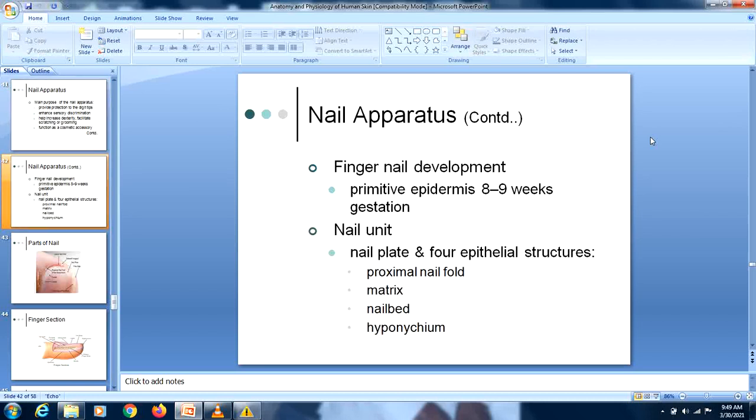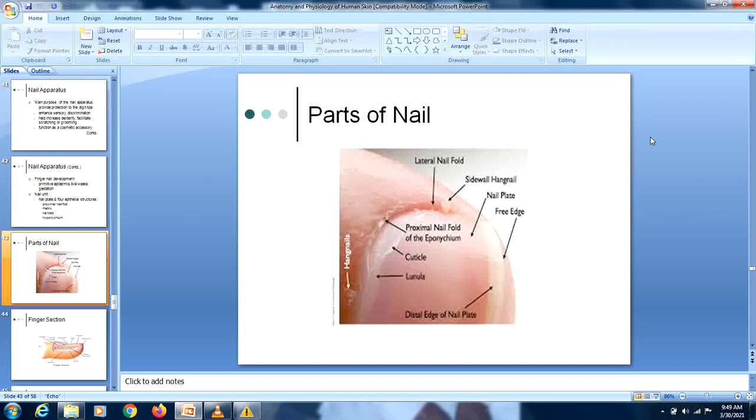Fingernail development starts by the primitive epidermis at 8 to 9 weeks of gestation. The nail unit contains the nail plate and 4 epithelial structures: proximal nail fold, matrix, nail bed, and hyponychium. This picture shows parts of nails. This is the lateral nail fold, proximal nail fold, this is the cuticle and lunula, and the distal edge of the nail plate is called the hyponychium.